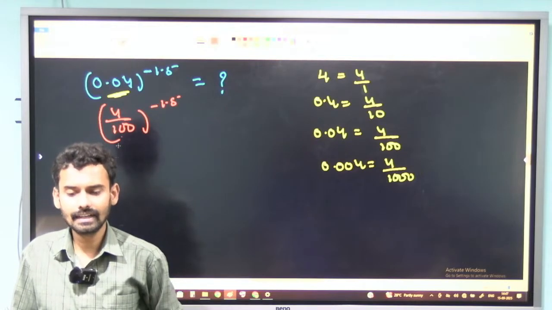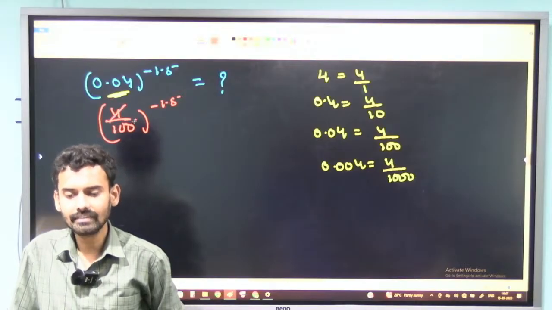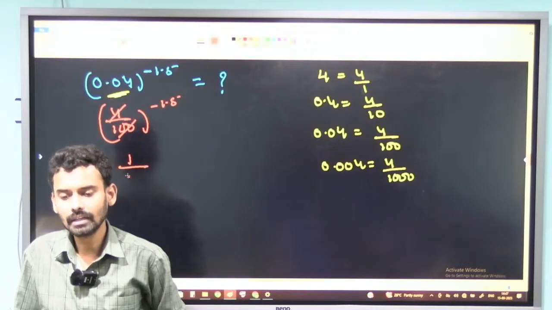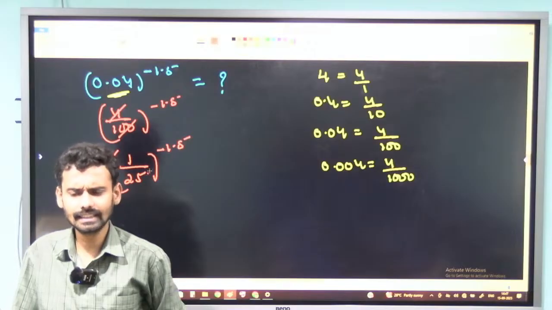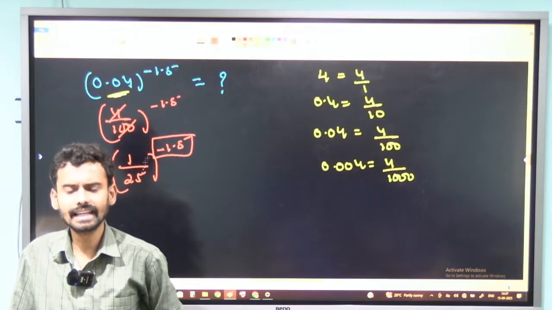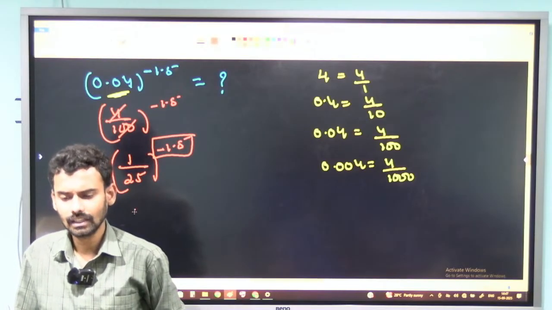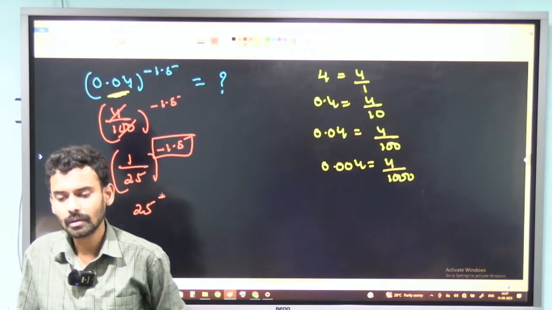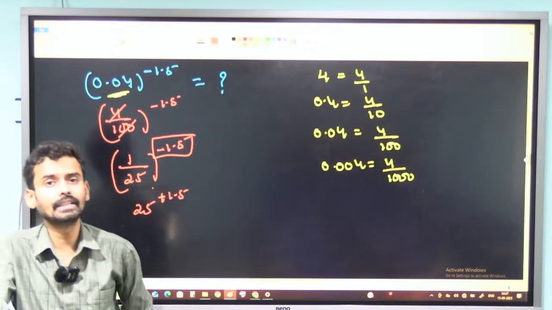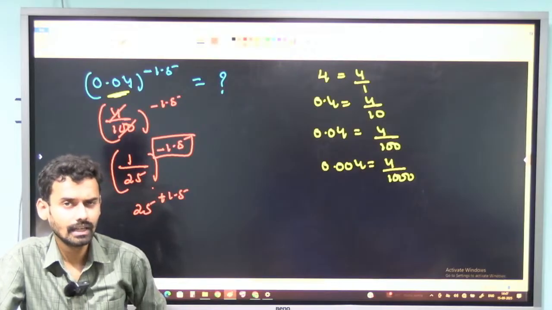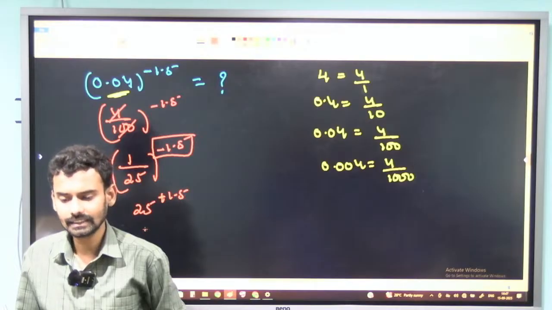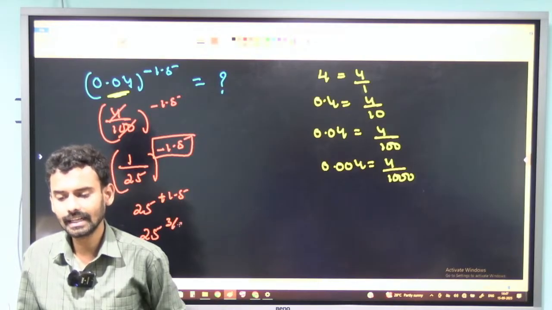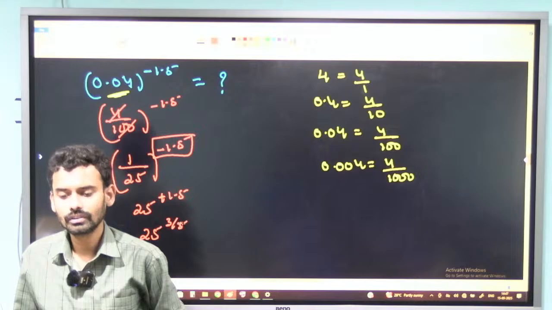Now 4 by 100, if I cancel this, I will get 1 by 25. So it is 1 by 25 whole to the power of minus 1.5. Now, as the power is minus, if I take the reciprocal, I can make it plus. So 25 to the power of plus 1.5. As I am taking the denominator to the numerator, I am changing the sign of the power. Now 1.5 can be written as 3 by 2, so it can be written as 25 to the power of 3 by 2.